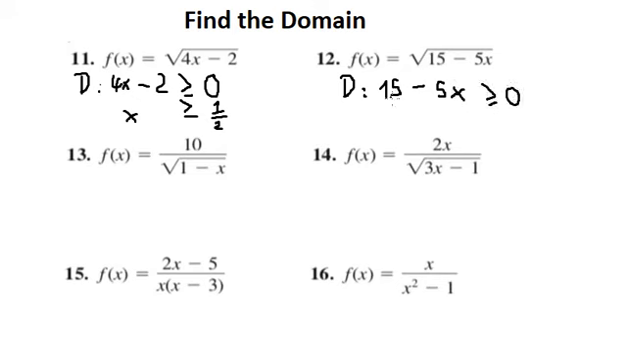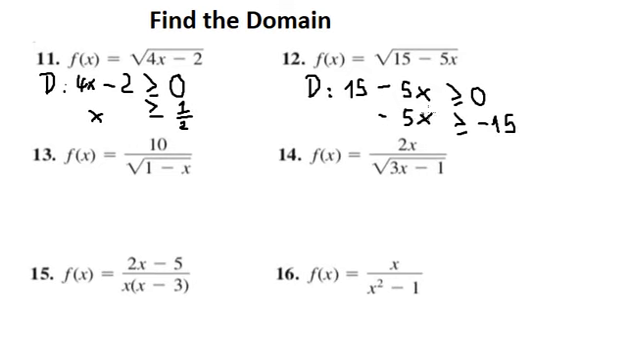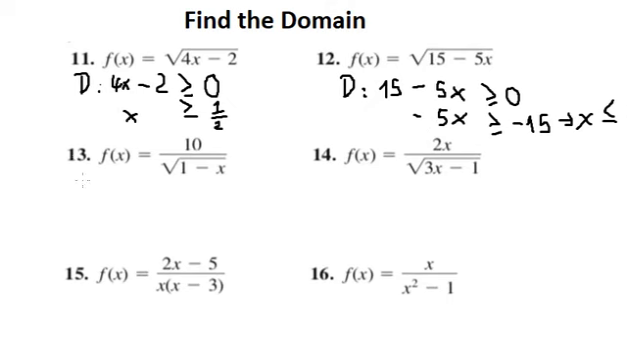So 15 we put on the right, and you get negative 15. Next, we divide both sides by negative 5. Because we divide by a negative number here, we need to change the sign, and so s is smaller than or equal to negative 15 divided by negative 5. You get 3 here, and this is the answer for the question.